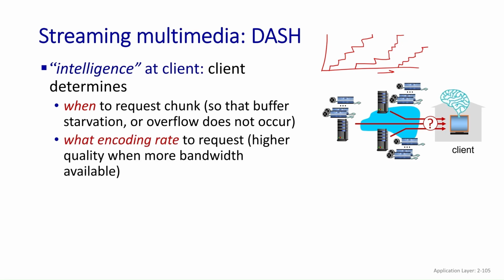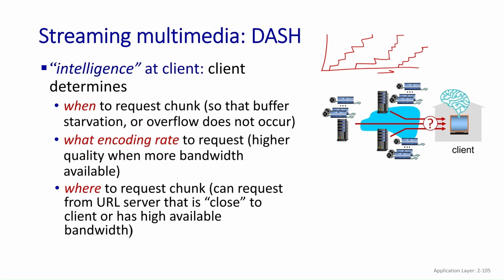So I need to ensure that there is no buffer starvation or buffer overflow. Okay, number one. Number two, what encoding rate to select? I will select the higher quality if I have sufficient bandwidth available that can sustain that quality, or if I have a problem with the internet connection, I will downgrade the quality of the chunk. Where to request the chunk from, right? The client can request URLs from a server that is closer to the client or has the highest available bandwidth, based on the proximity or the availability of content that I'll talk about in a minute.